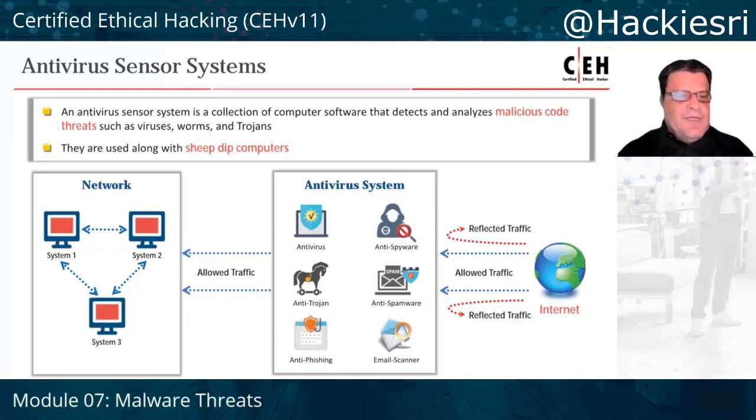Okay, we see on the left a network of 3 separate systems. The traffic is allowed to go in and out of this network. There's the antivirus system, which includes antivirus, anti-spyware, anti-Trojan, anti-spamware, anti-phishing, email scanners. This will, of course, be something like Norton, McAfee, what used to be called Symantec, etc. Once you have employed this on your system, the traffic is allowed or it's reflected or rejected back into the internet.